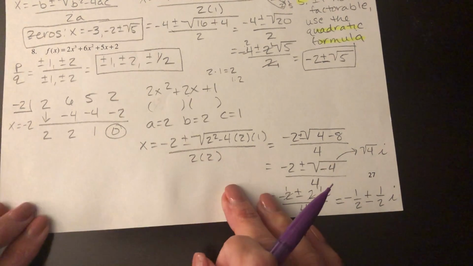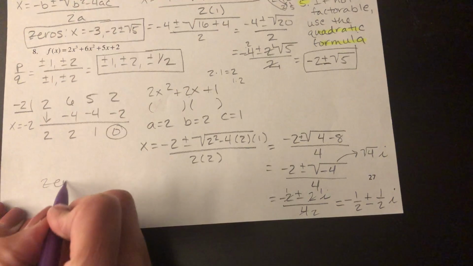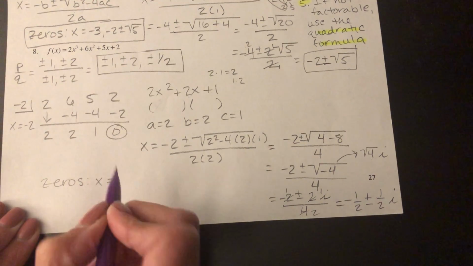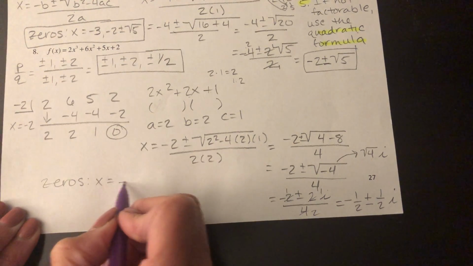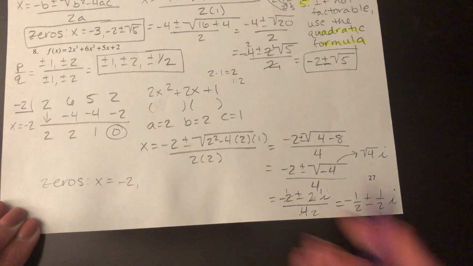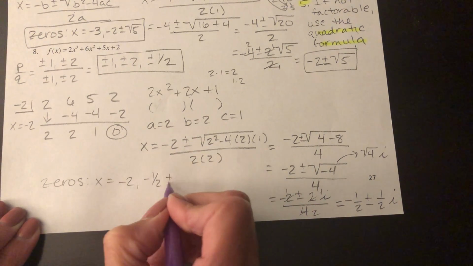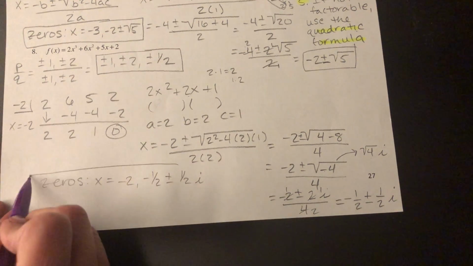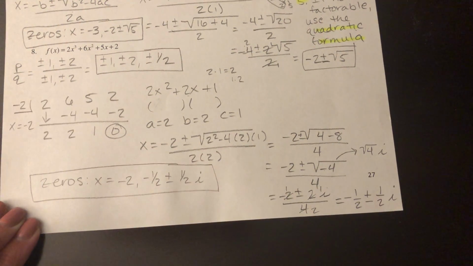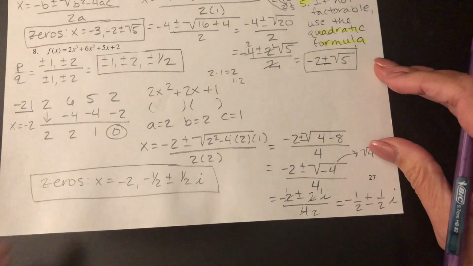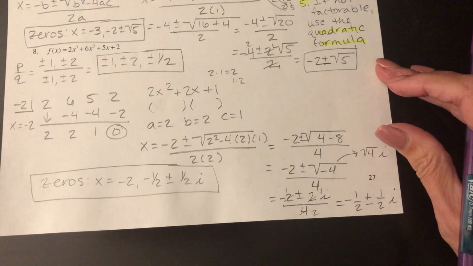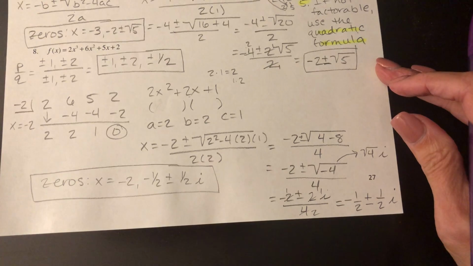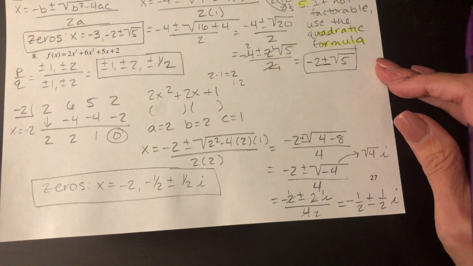Okay. Final answer, zeros are x equals negative 2, and then negative 1/2 plus or minus 1/2 i. Dun, dun, dun. There's your answer. All right, that concludes this lesson. You are now ready to do your OTI assignment in your book.